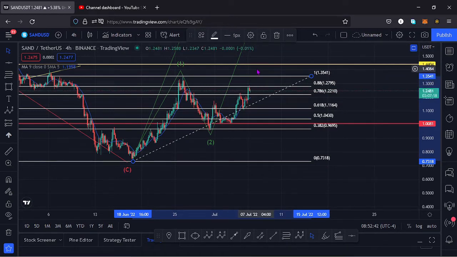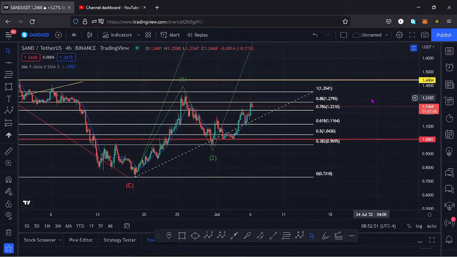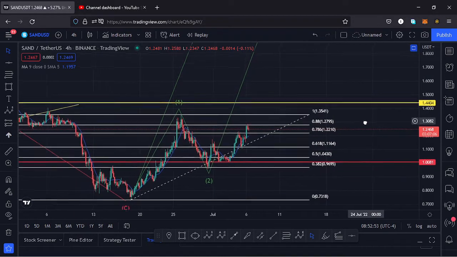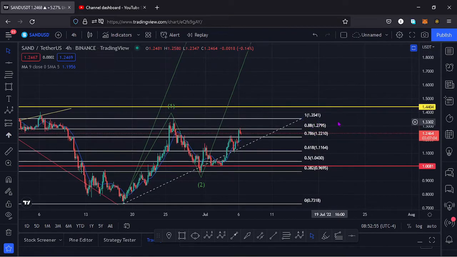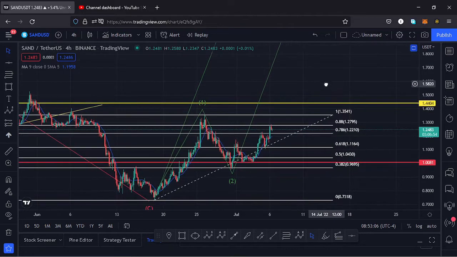And for us to confirm it's a wave 3, we first need to break above the high of this wave 1, that is at around the $1.35 mark. Once we start trading above that, it might be possible that that is the wave 3 of that first wave to the upper side. And we also need to break above that key area of resistance at $1.44 mark.